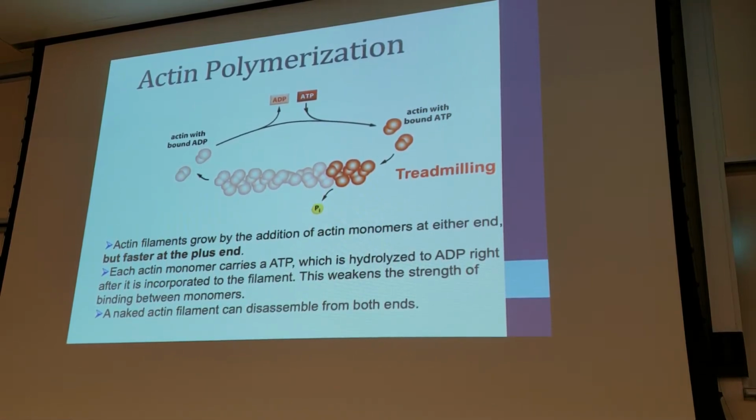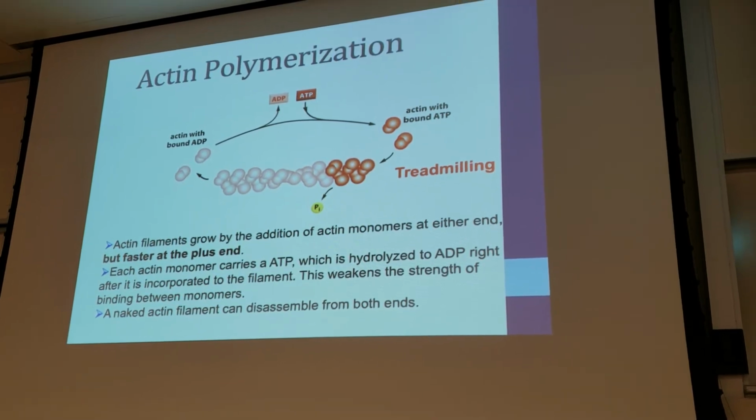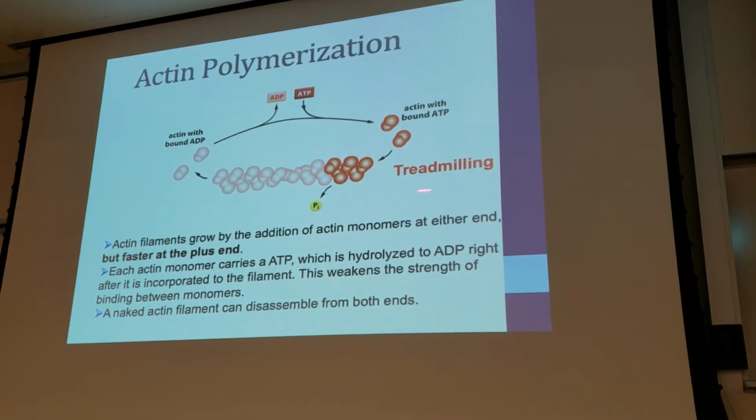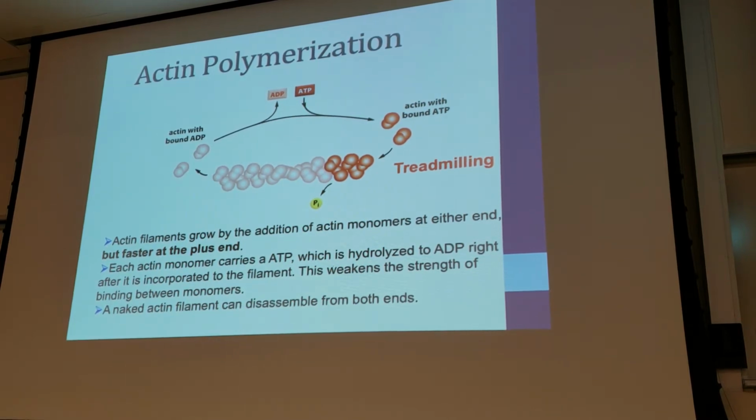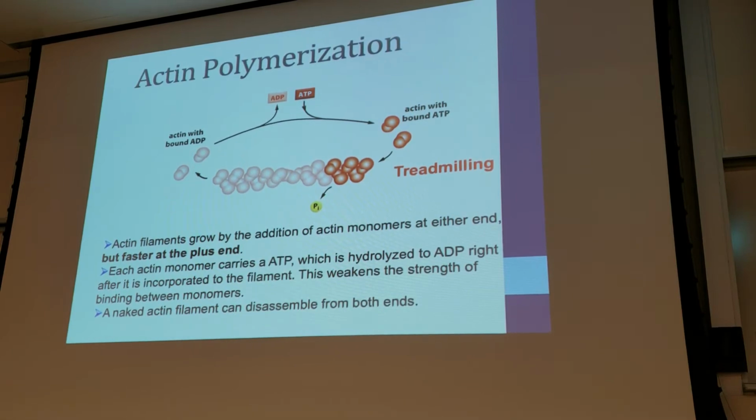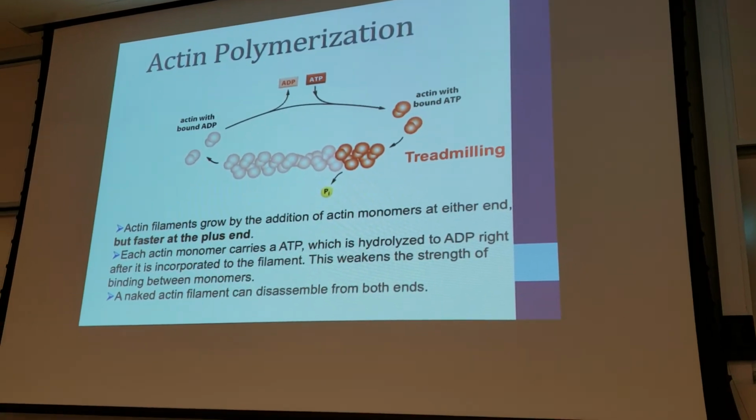And then there's one term that I didn't talk about, and that's treadmilling. So treadmilling, the first time I went on a treadmill was terrible. I was one of those people holding onto the bar and my feet were going back. I don't do that very much. I don't do it at all anymore right now.